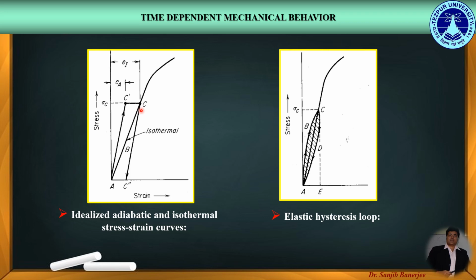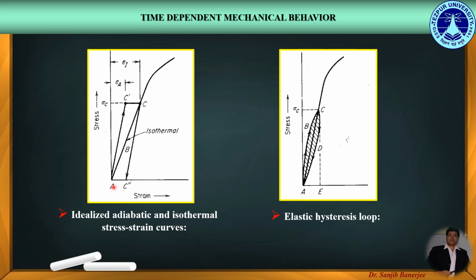If now the load is removed suddenly, the specimen will follow the adiabatic path C'', and the specimen temperature will now rise a small amount. With the passage of time, the specimen transfers heat to the surroundings and the strain decreases by thermal contraction along the path C'' A.